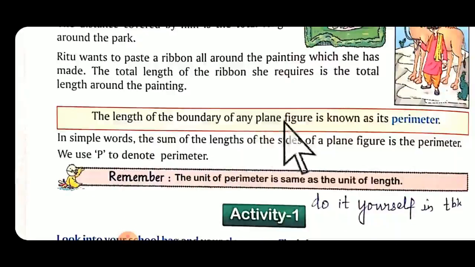The length of the boundary of any plane figure is known as its perimeter. In simple words, the sum of the length of the sides of the plane figure is the perimeter. We use P to represent perimeter.